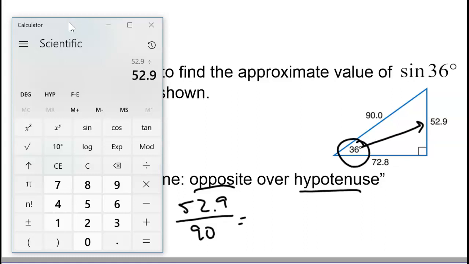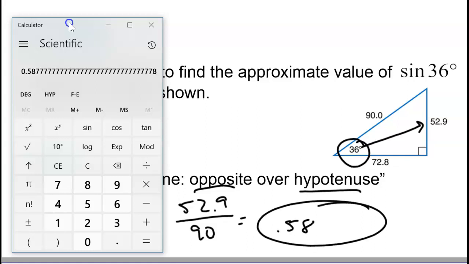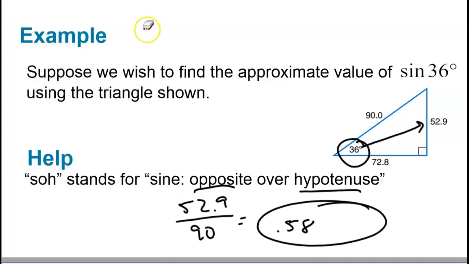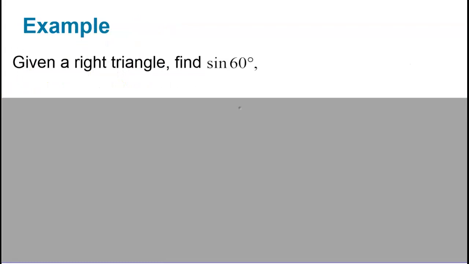Getting our calculator out, 52.9 divided by 90, and we will have 0.58. Now, don't let this bother you. For those of you who want units, there aren't units here. So 0.58 is the correct answer. Okay? All right, let's go ahead and look at the next one. Go ahead and, if you want to try this one on your own, start to work it, and we'll come back.